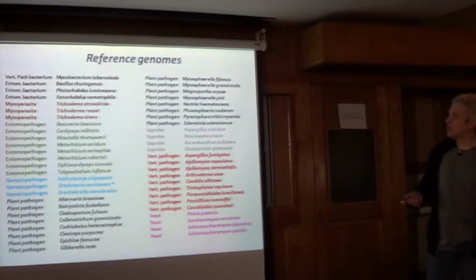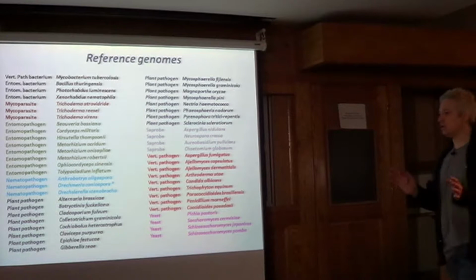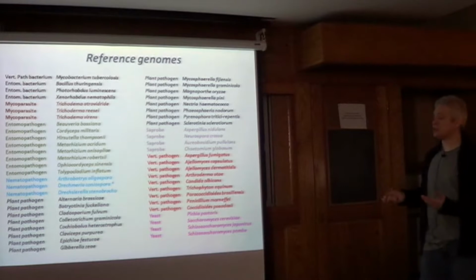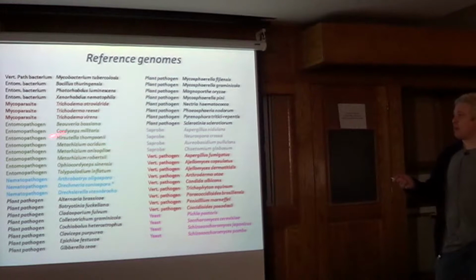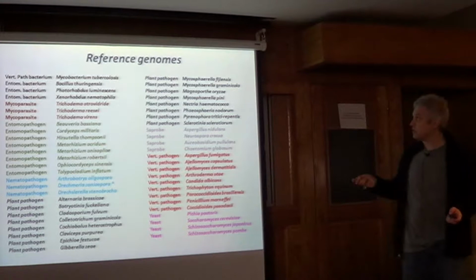They have different lifestyles, although this has to be taken with a little bit of caution, because many of these fungi are plant pathogens, but they can be opportunistic animal pathogens. Some entomopathogens show endophytic capabilities, and so on. So this is a very rough classification of these reference genomes.